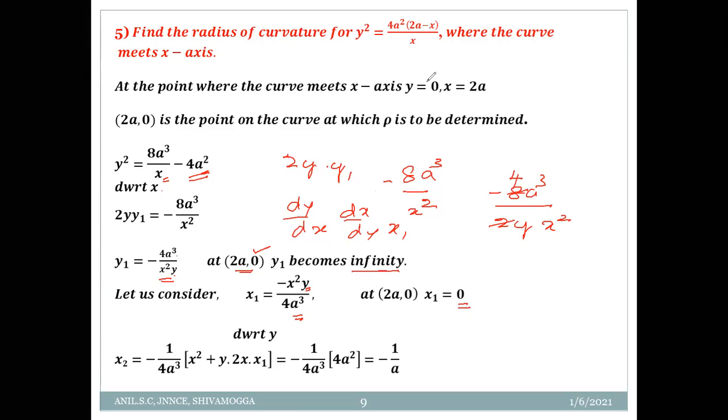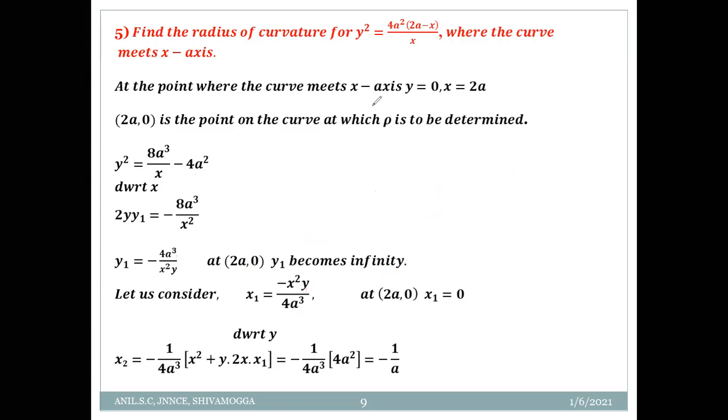Now we find x2. To find x2, we differentiate this. x1 means dx by dy. This is the derivative with respect to y. Therefore, we have to differentiate with respect to y here, not with respect to x. Derivative of x1 is x2. Here minus 1 divided by 4a cube is a constant. Keep it as it is.